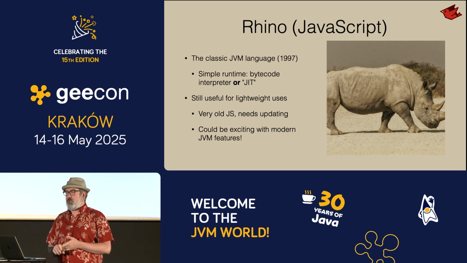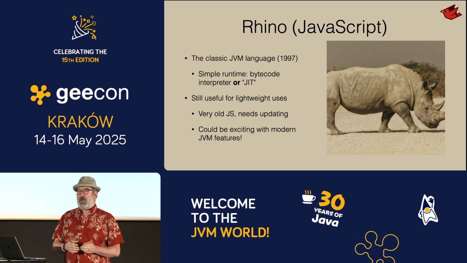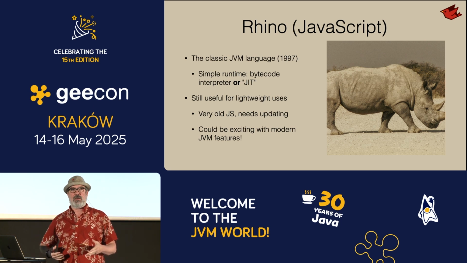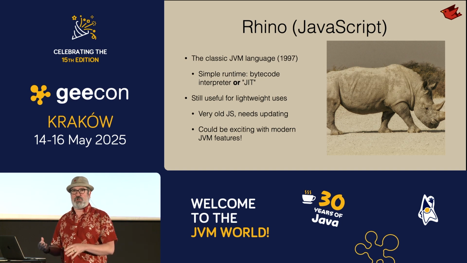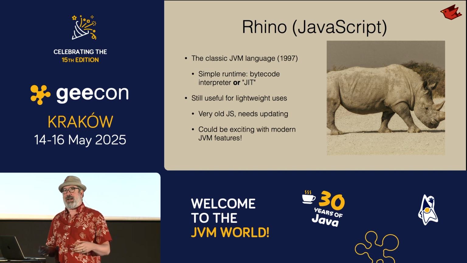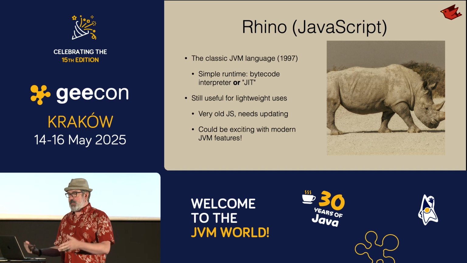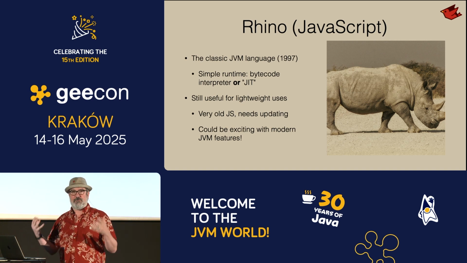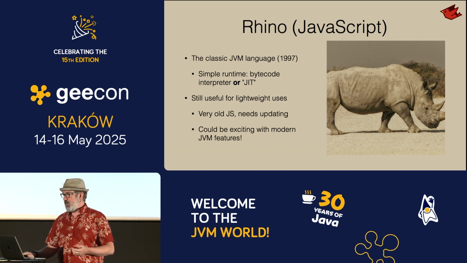Norris Boyd decided that we needed to have a JavaScript implementation on the JVM. It's a very simple runtime. It has either an interpreter mode or sort of a lazy ahead of time JIT. Compiles things as they run. It's still very useful for lightweight cases, but it has fallen behind on compatibility with JavaScript features. It's not using a lot of modern JVM stuff. I would love to see this revitalized and redesigned, reimagined for a modern JVM.